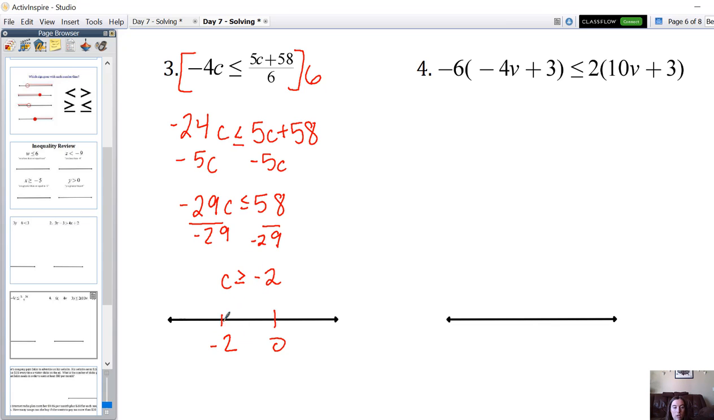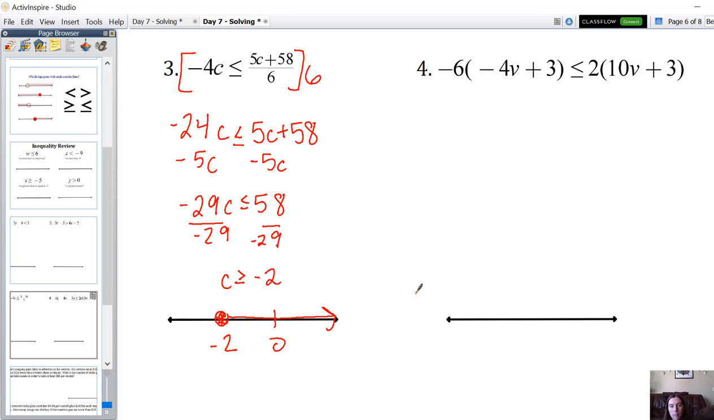So now if we were going to plot, maybe here's 0, and here's negative 2. Since it's greater than or equal to, it's not going to be an open circle, it's going to be a filled-in circle at negative 2. And we want all of the values that are bigger than that negative 2, so we're going to increase our number, we're going to the right.